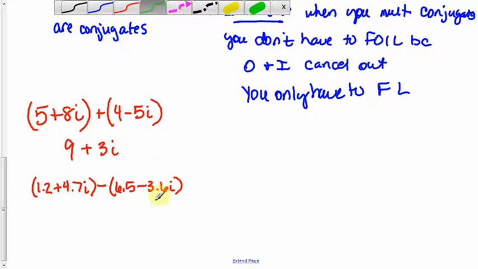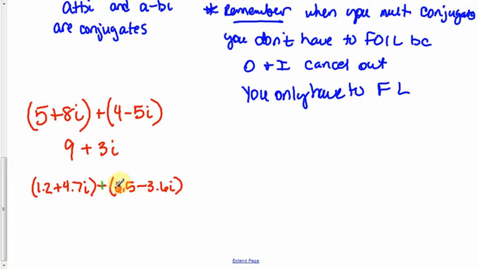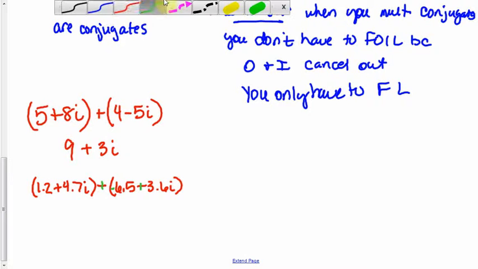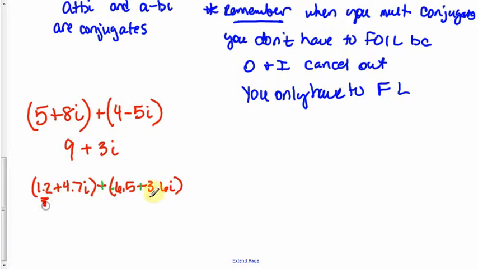You just have to treat it like you've always treated subtraction signs. Usually we change them to plus, and then we just change the sign of everything that's behind it. Now you're going to add your like terms together, right? So 1.2 and negative 6.5 is negative 5.3. Y'all make sure I'm doing that right.